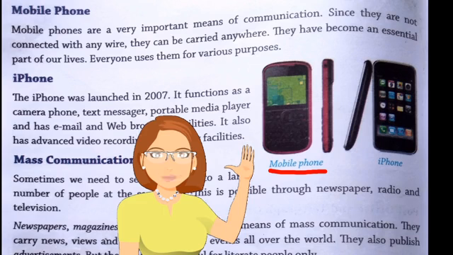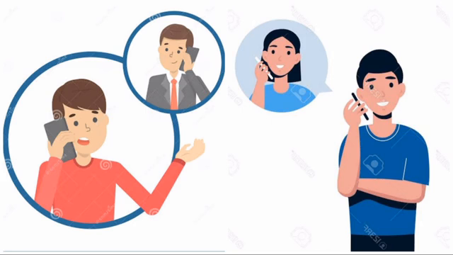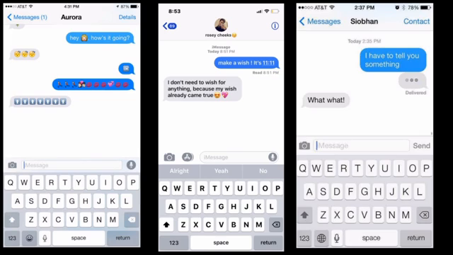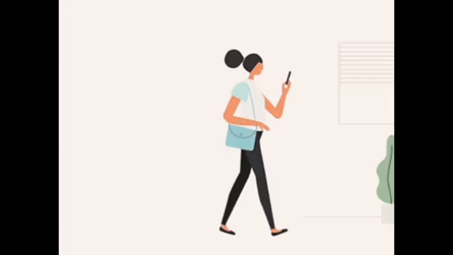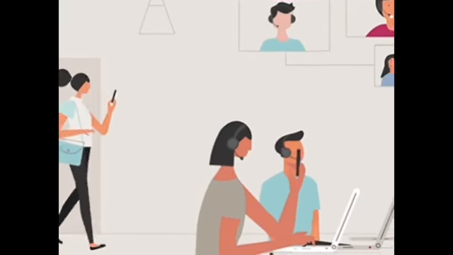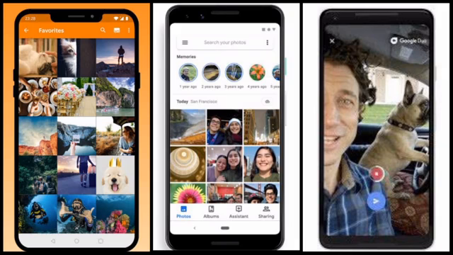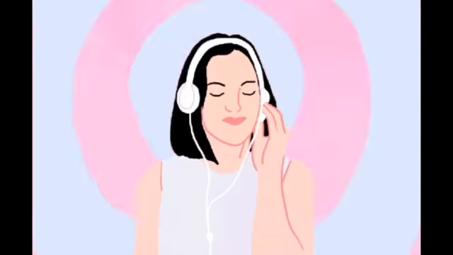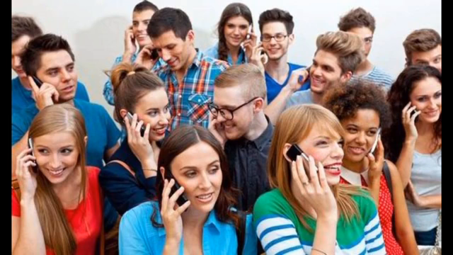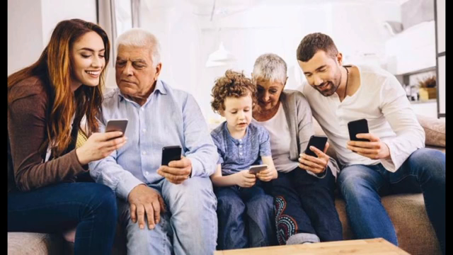Mobile phones are very important means of communication, where we can speak to our friends and dear ones using the mobile. It is used to call and receive messages. The modern mobile phone allows us to receive and send text messages, emails, images and videos, as well as access the internet, games, listen to music and so forth. Since they are not connected with any wire, we can carry them anywhere, and they have become an essential part of our life, and every one of us uses them for various purposes.